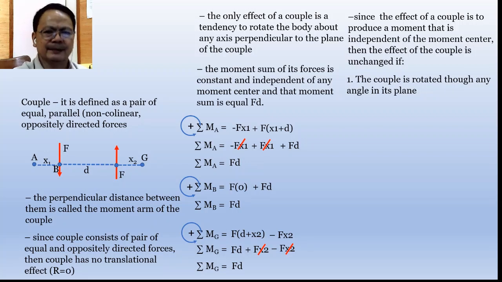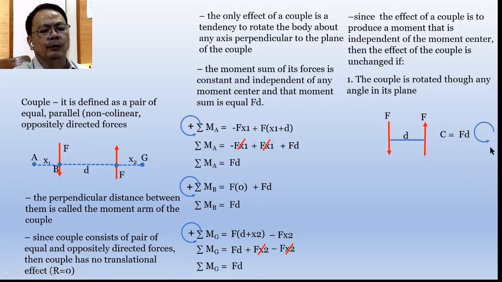To illustrate this concept about what will happen to the effect of the couple, this is how it will be explained. Imagine that we have here a plane, and on the plane there acts a couple, a pair of forces parallel in direction, oppositely directed, and having the same magnitude. Then this couple will have a magnitude of the product of F multiplied by D and will cause a rotation in the counterclockwise direction. We say that the couple will not be changed if this couple will be rotated through any angle in its plane.